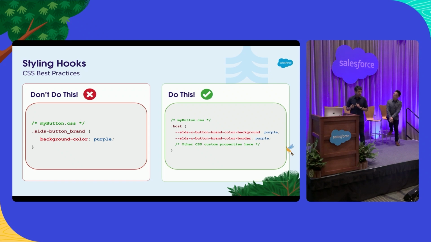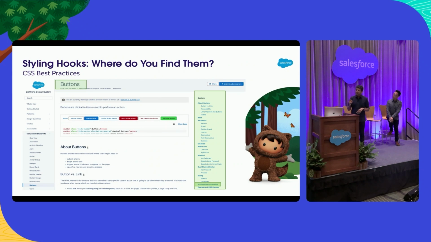But let's see where you might be able to find them. This is the Lightning Design System website. It has a bunch of design patterns and component blueprints. The one that we were just talking about now is a blueprint for button. So this is the one for button. On the right-hand nav, if you take a look at the bottom, there's a link to styling hooks overview. So if you click on that, it'll take you to a section which lists all the styling hooks that are relevant for this specific blueprint. Similarly, if you're using a Lightning-based component that implements this blueprint, you should be also able to use the styling hooks to style those as well.